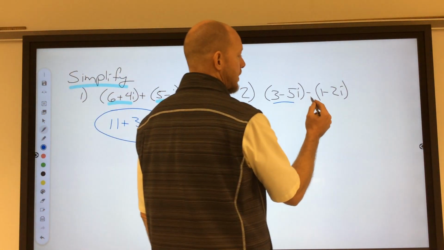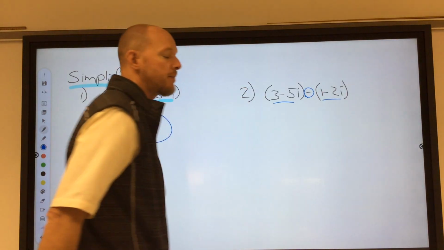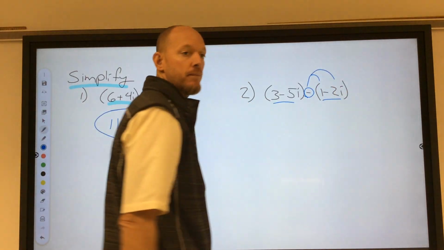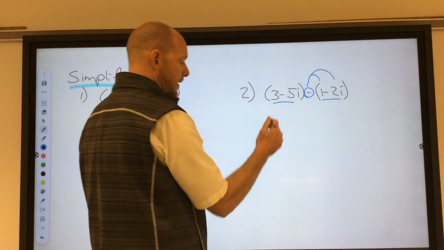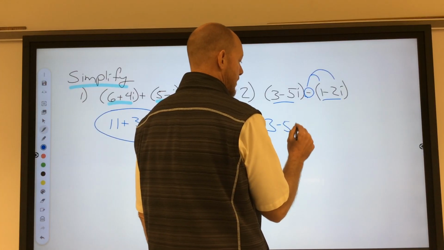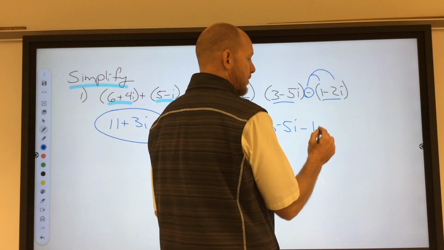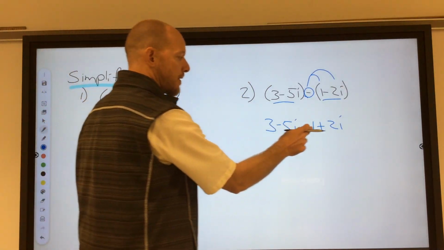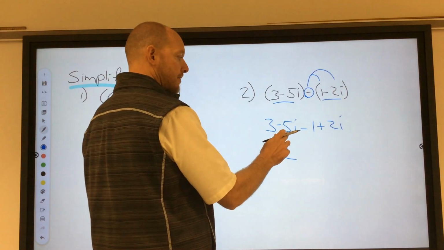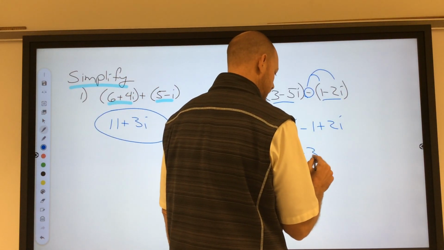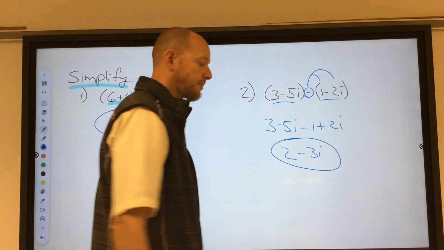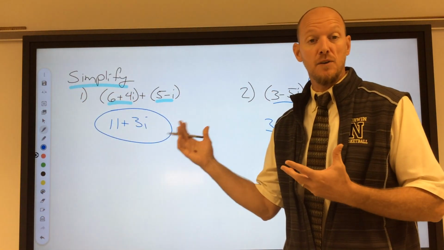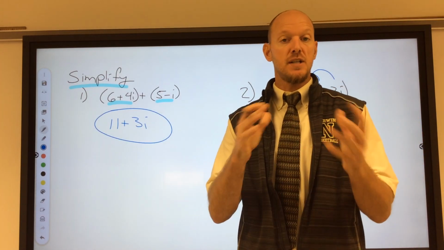If I take a look at the second example, very similar. I see an expression, but now I'm minus another expression. So my recommendation here is let's begin by distributing, so that way we don't make any errors. Over here, this is going to stay the same. I'm going to distribute the negative to be minus 1 plus 2i. I combine my like terms. 3 minus 1 is 2. Negative 5i and 2i, negative 3i. And that's an example of what we'd be looking for when we simplify with just addition or subtraction.